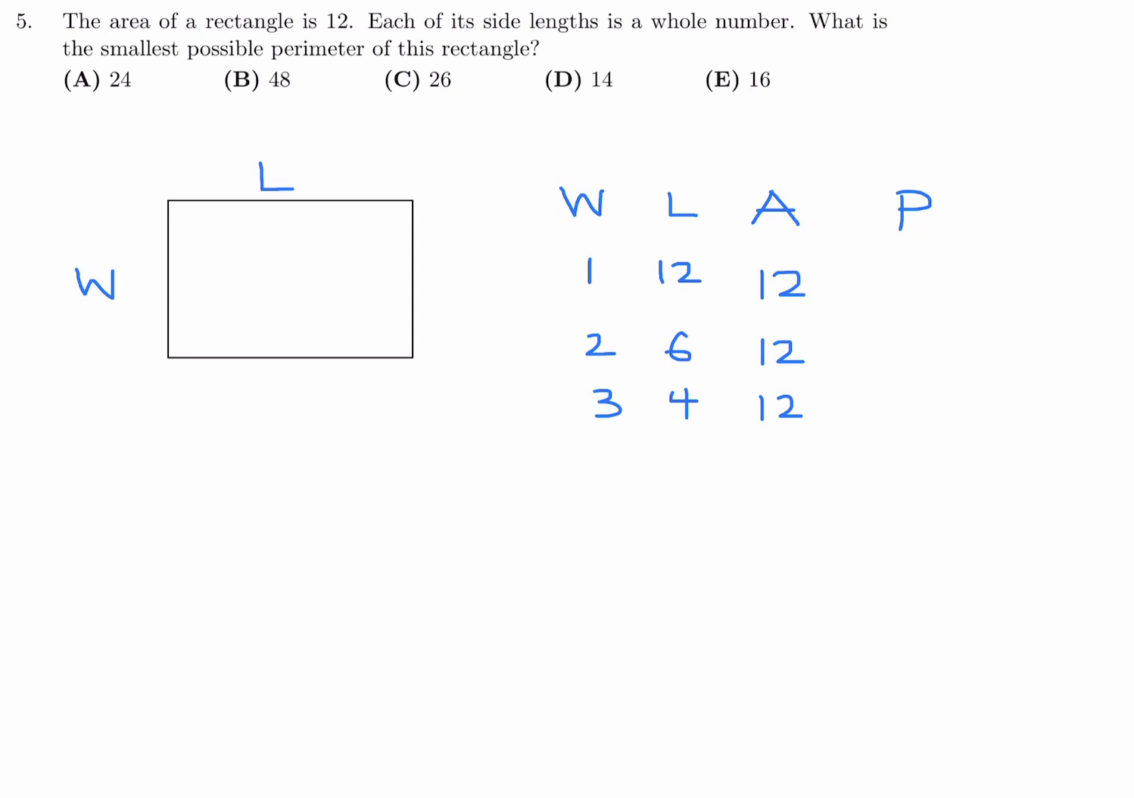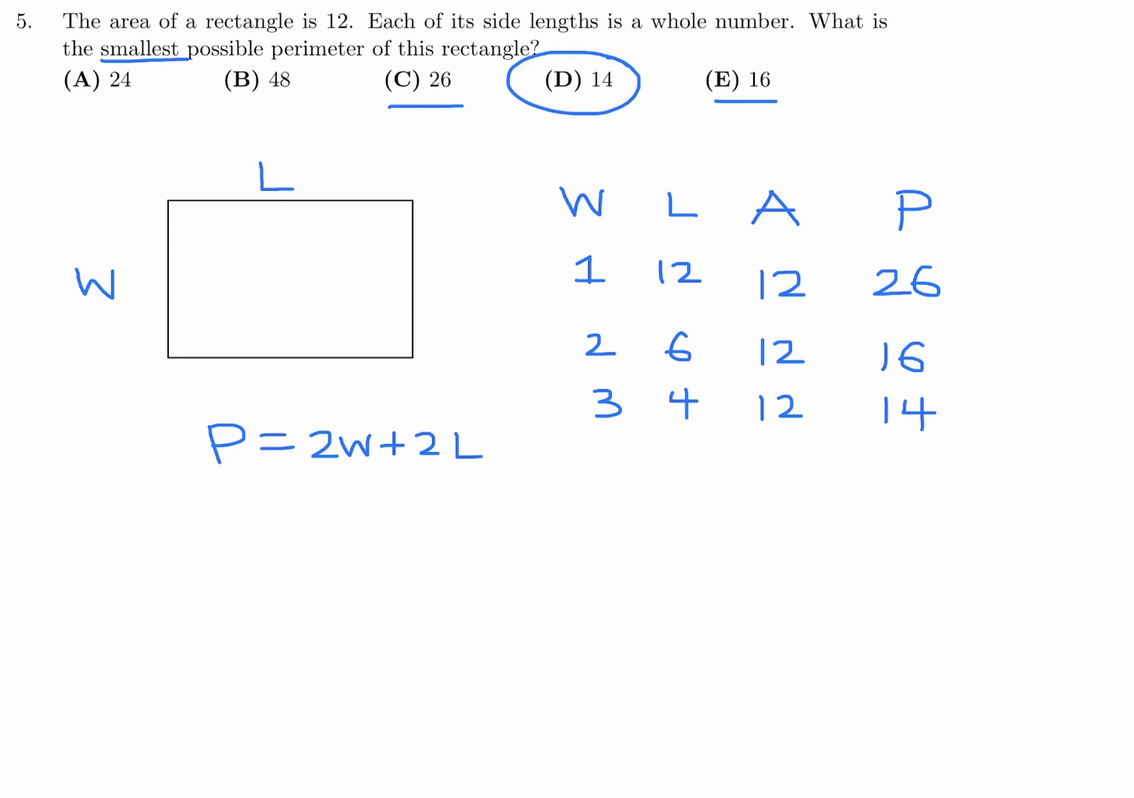Well, the perimeter is obviously going to be 2 times W plus 2 times L. In this first scenario, it would be 26. In the second one, it would be 16. And the next one, it would be 14. And therefore, the smallest possible perimeter is 14, and therefore number 5, the answer is D. And as you can clearly see, the other choices are representing these two perimeters.